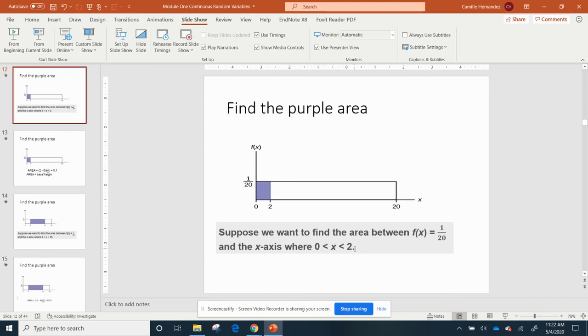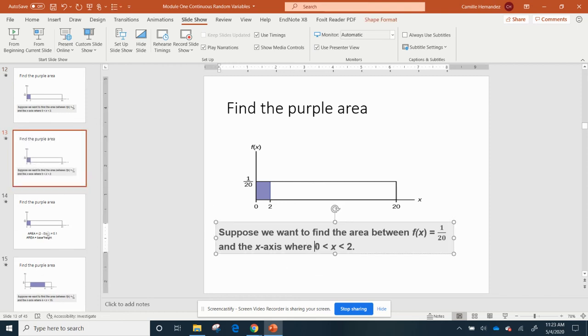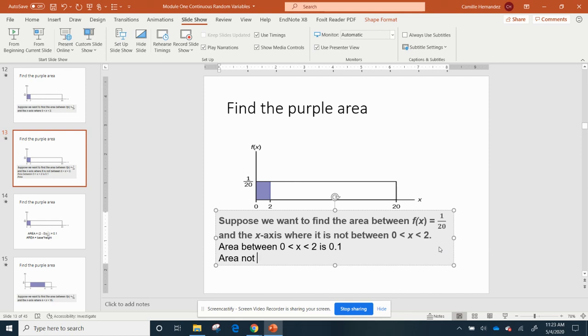Say I wanted the area between 0 and 2, but say I didn't want that. Let me duplicate the slide, and say I want where it is not between 0 and 2. Remember, the area between 0 is less than x is less than 2 is 0.1. So to get the area not between, 0 is less than x is less than 2 equals 1 minus 0.1 to get 0.9.